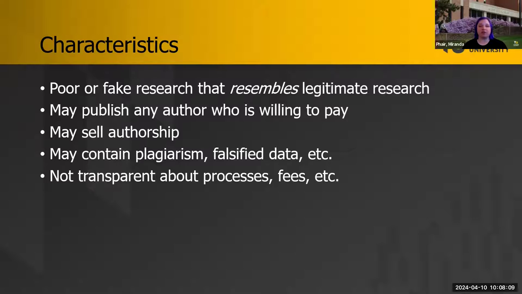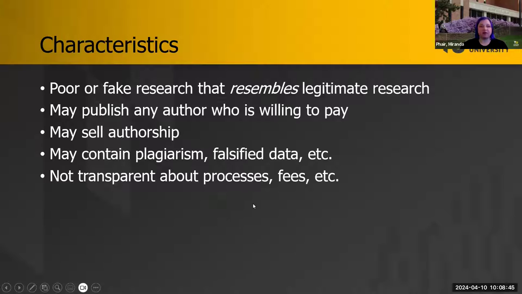Generally, they'll publish any author who's willing to pay for it. They may also sell authorship, which is different. That doesn't involve the author submitting a paper and then paying to have it published. It's where they already have a paper and they just say, oh, if you pay, we'll put your name on this as an author, which is not great. They might contain plagiarism, falsified data, things like that. It's important to note that these kinds of things also show up in otherwise legitimate journals. This isn't unique to this.